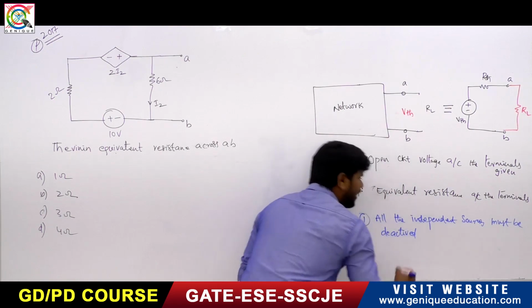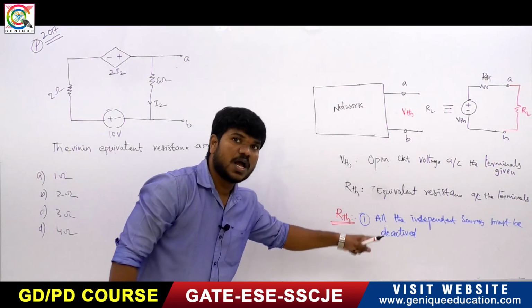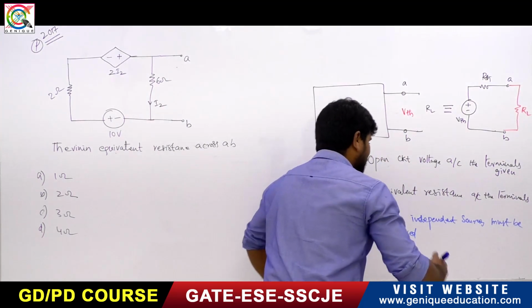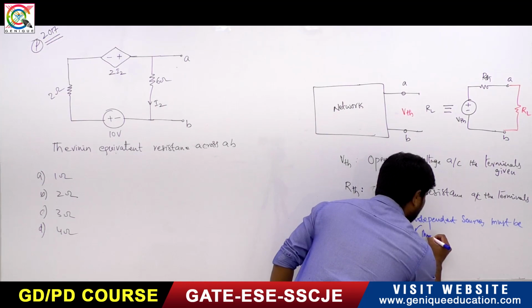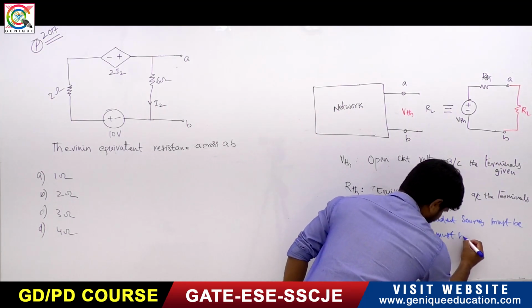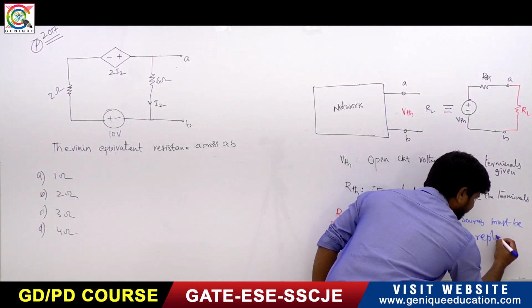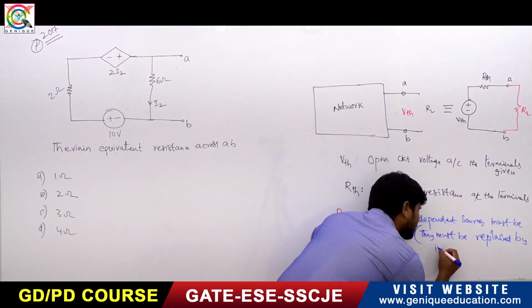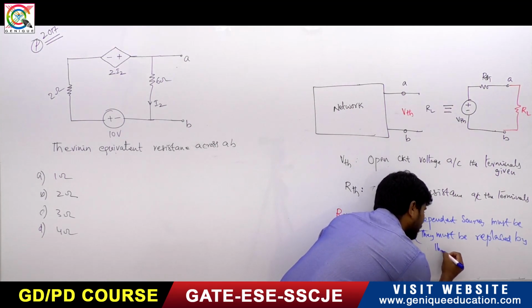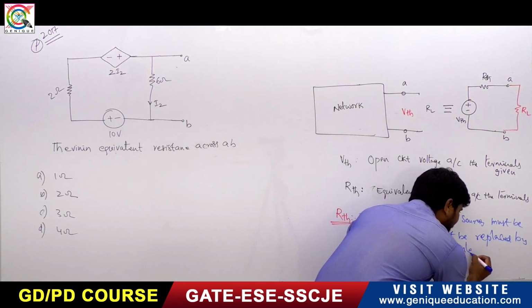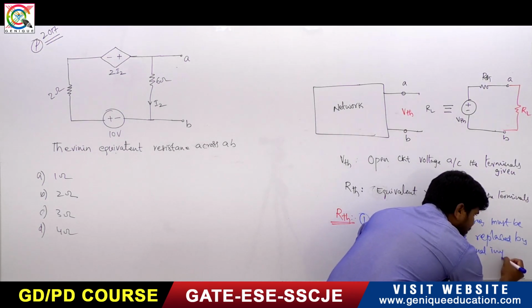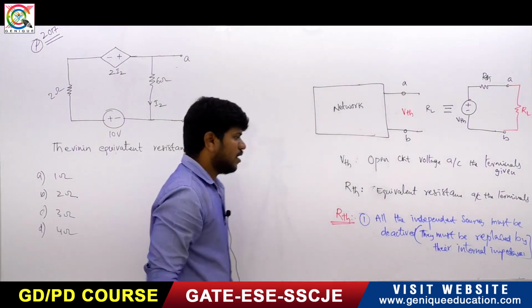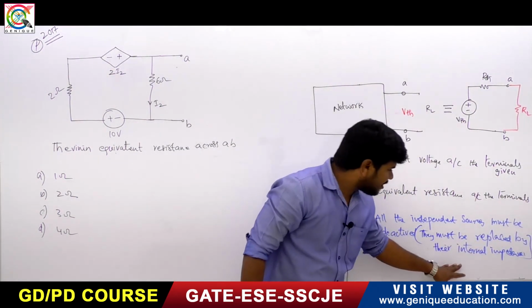What is meant by deactivated? All the independent sources must be replaced by their internal impedances. Okay, that means they must be replaced by their internal impedances or internal resistances. So what are the internal impedances or resistances?